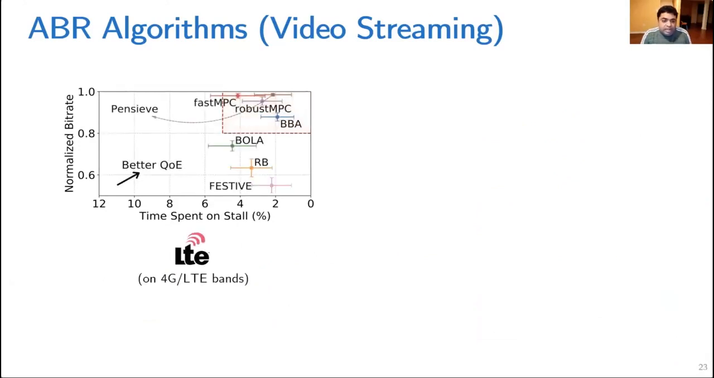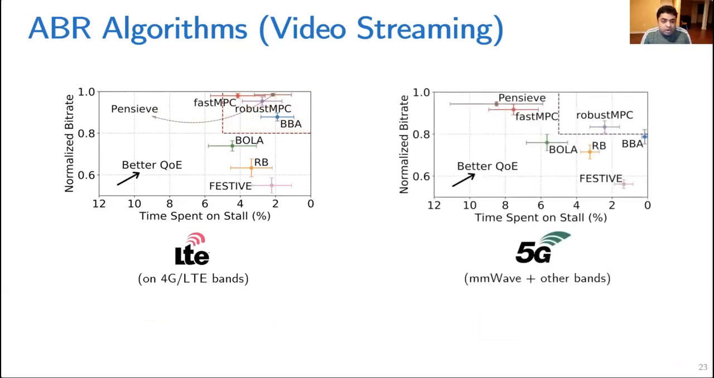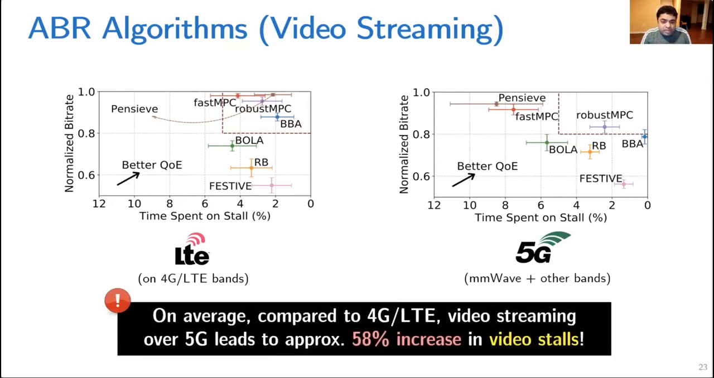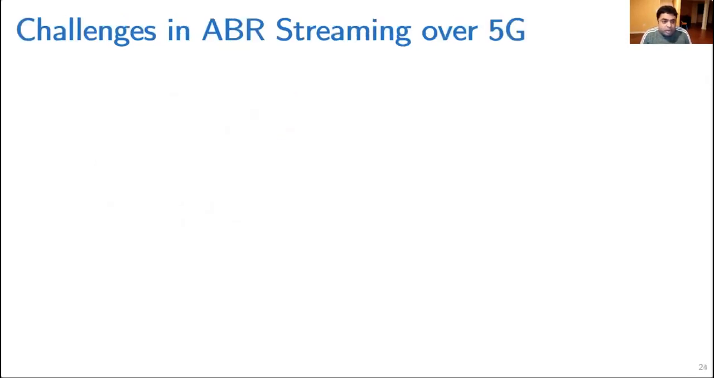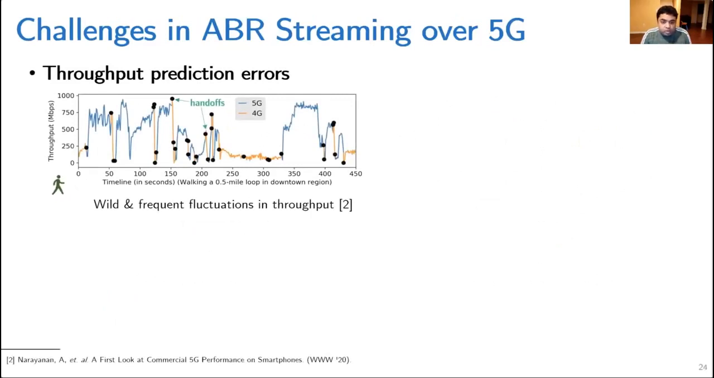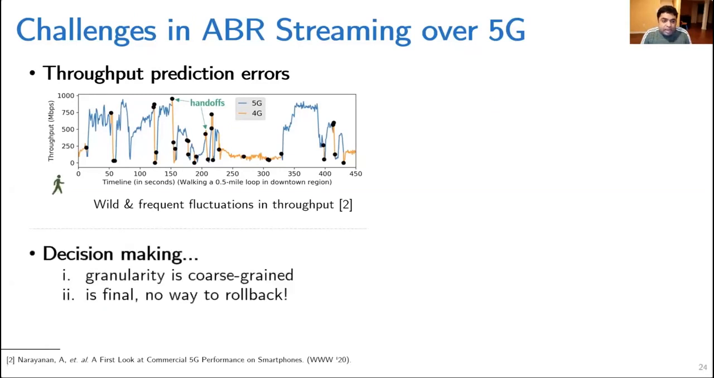For 4G, we find several existing ABR algorithms work well and fall in the sweet spot. For 5G with millimeter wave coverage, most algorithms do well in achieving bitrate level but suffer with the stall time. On average, we find that streaming over 5G increases the stall time by approximately 58% when compared to 4G. There are 2 main problems causing ABR to suffer over 5G. Number 1, many ABR algorithms rely on throughput predictors to make bitrate decisions, but the wild and frequent throughput fluctuations in 5G degrade the prediction accuracy, leading to non-optimal decisions. Secondly, an ABR algorithm makes coarser-grained decisions about the chunk quality based on the information it has, with no ability to roll back, say, a non-optimal decision once it's made.